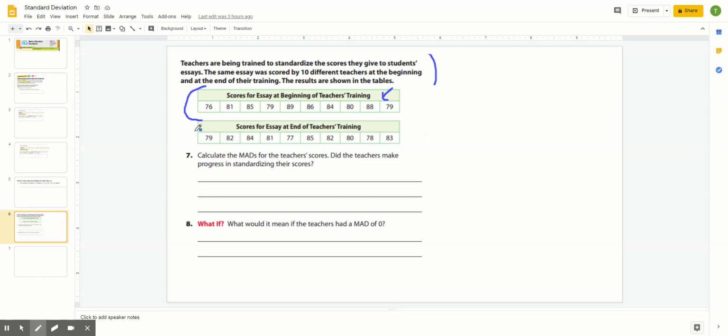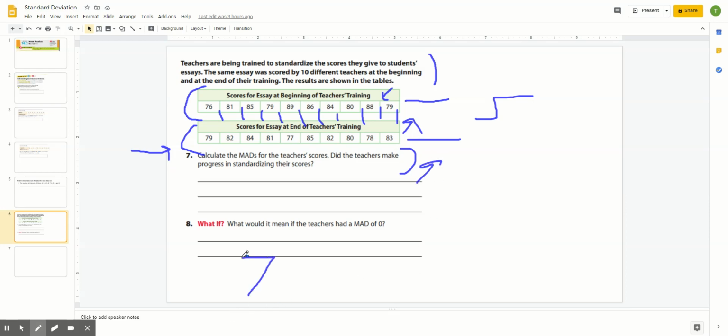Now they're going to give training in between. And now you're going to calculate the deviation again for the end of the teacher training. This question is going to make you think and calculate the MADs, the mean absolute deviations, for both. Did they make progress in standardizing their scores? That's all going to be told by finding their mean for each of those and then finding the deviations in between. You're going to compare both of those numbers. I have it set up for you on your Jamboard or your worksheet. You're going to add those 10 together and then divide, and then compare that number and this number.